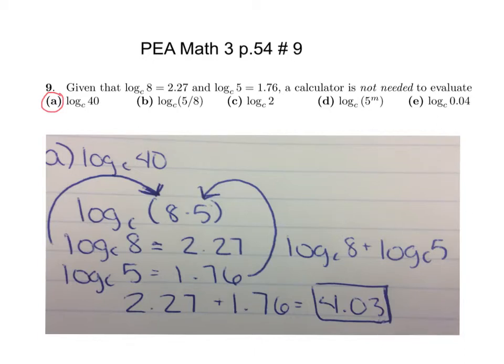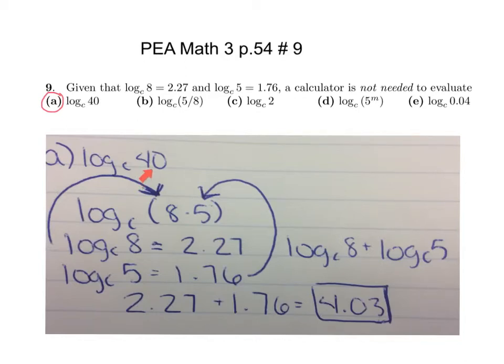Okay, we're looking at your work from page 54, number 9. A. It looks like what we did. What did we do, you guys? Group A. Well, we found out what log C of 8 was and log C of 5.